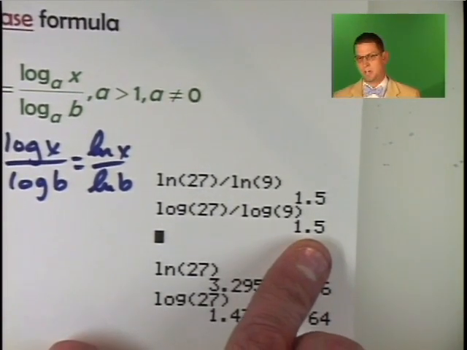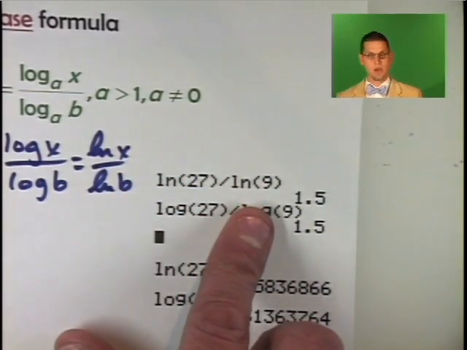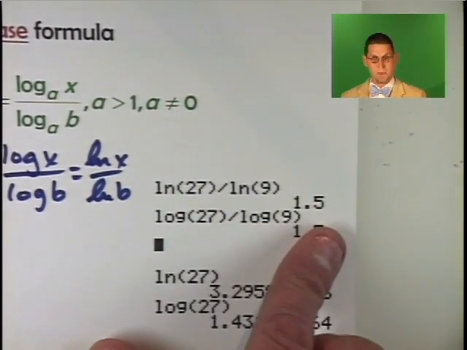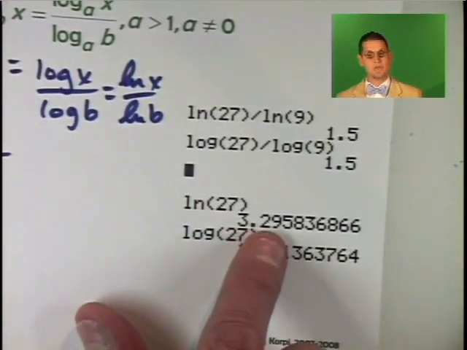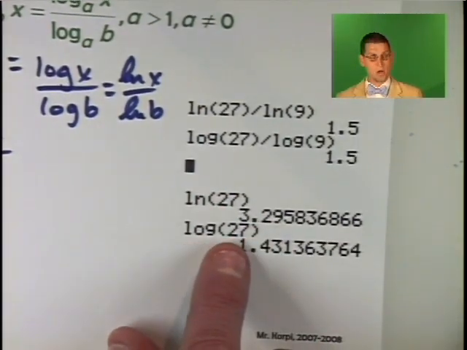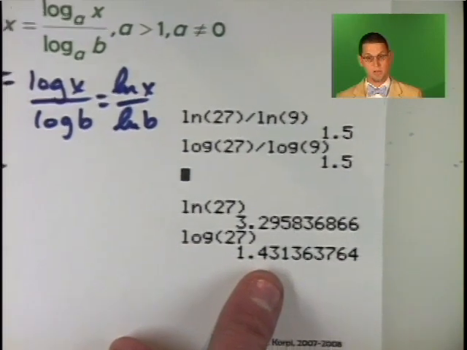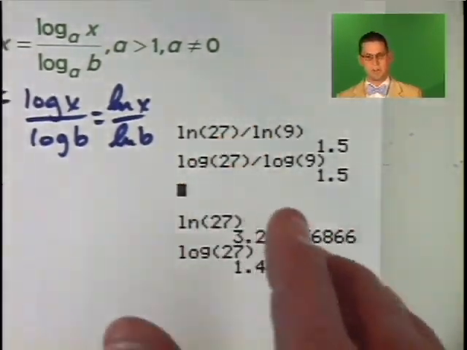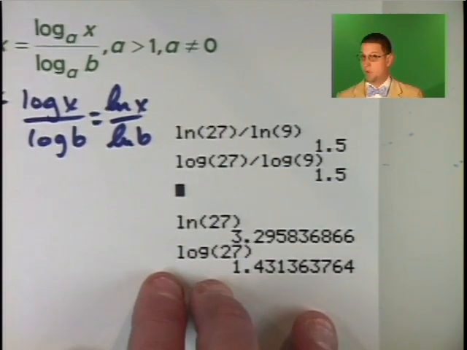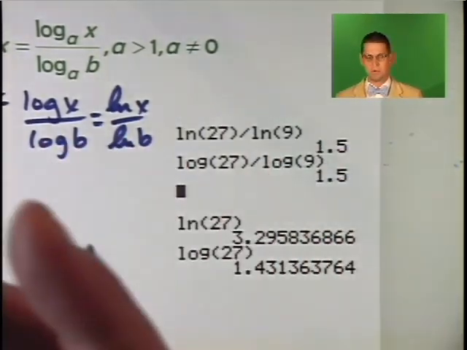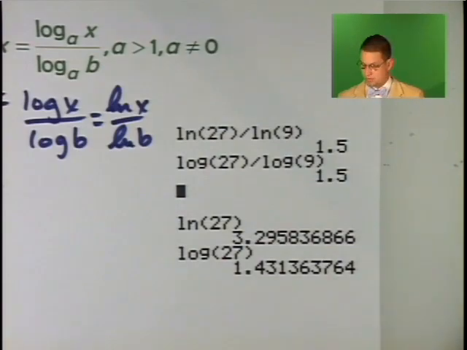Now you got to be careful here because the ratios of the logs ends up being the exact same number. But that doesn't mean that the numbers themselves are equal. For instance, the natural log of 27 is 3 point something. The log of 27 is only 1 point something. So the numerators and the denominators are not equal to each other. It's the ratios that are equal. Like 1/2 and 4/8 are equal. They're equivalent, but the numerators aren't the same. 1 does not equal 4.